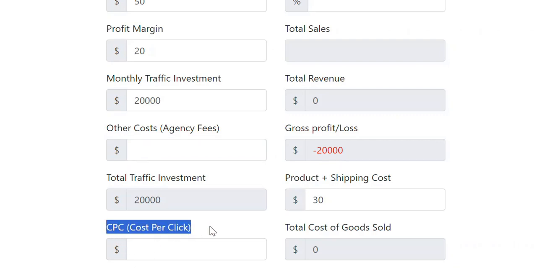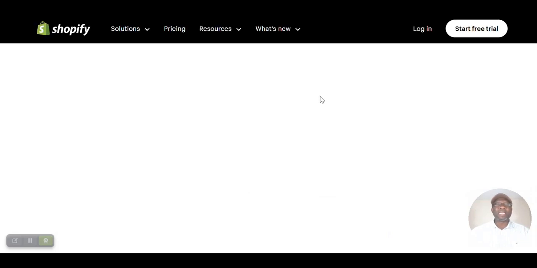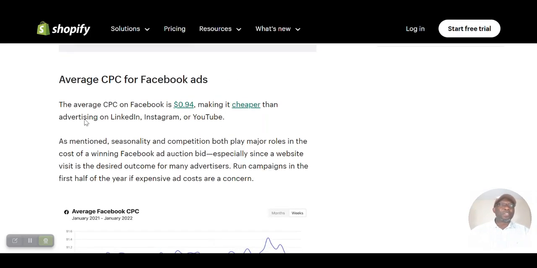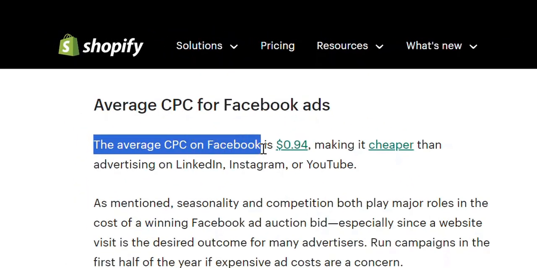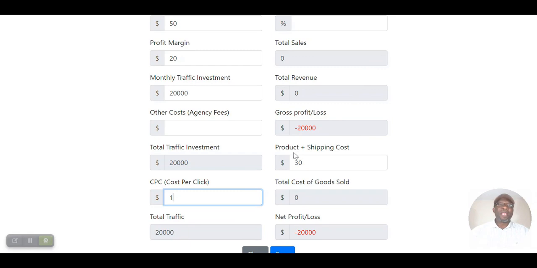Now, their cost per click when they advertise on Facebook, that is how much Facebook is charging them to bring a visitor to their site. Let's assume that this is $1. Okay. Now, on the Shopify site, I checked this out. According to Shopify, the average cost per click on Facebook is 94 cents. Okay. And this 94 cents is actually based on the fact that maybe your campaign is optimized to some extent. So to be very fair, let's put that as $1 here.